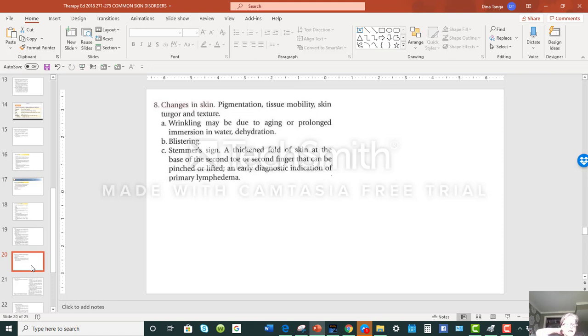Wrinkling may be due to aging or prolonged immersion in water, dehydration. Blistering. Stemmer sign: a thickened fold of skin at the base of the second toe or second finger that can be pinched or lifted. An early diagnostic indication of primary lymphedema.